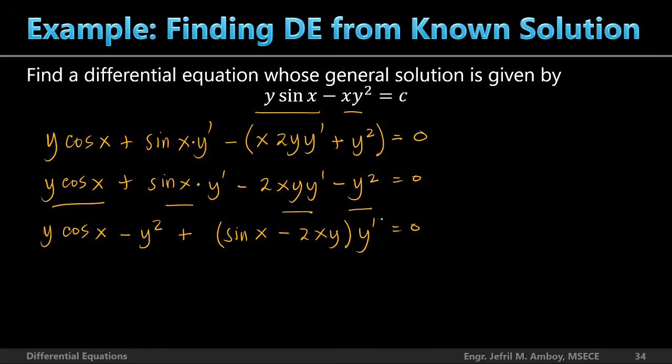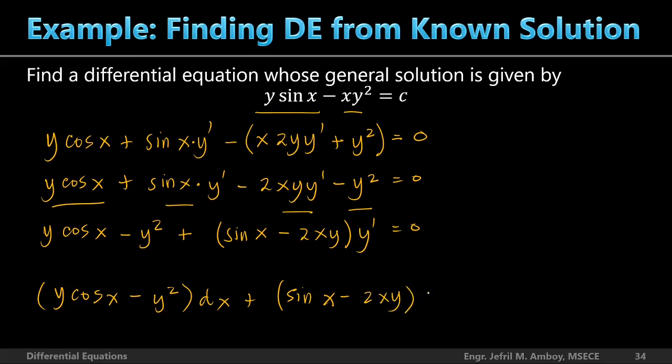Again, this y prime is your dy over dx. So if I multiply both sides by dx, what will be left here is only dy. And these two terms would have a multiplier dx. Okay, so let's do that. Y cosine x minus y squared, and then dx plus sine of x minus 2xy, and then dy equals 0. So this is now our differential equation expressed in its differential form.